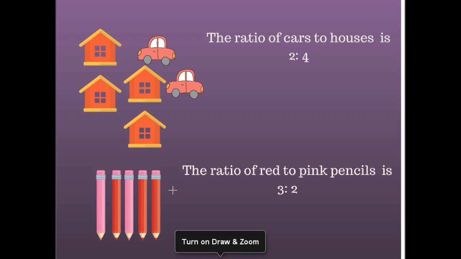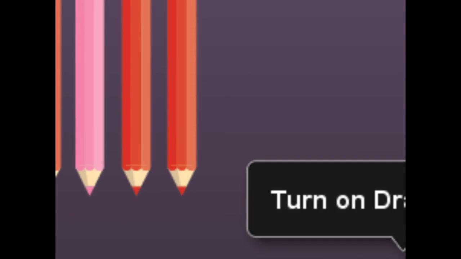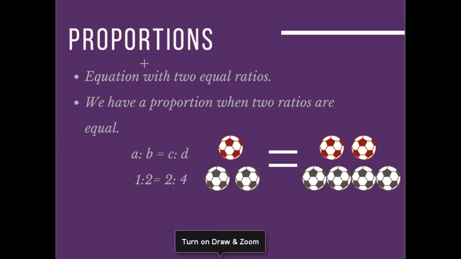So while a fraction tells us the part or portion of a whole, a ratio compares the values of 2 quantities or numbers. So a proportion is an equation with 2 equal ratios. We have a proportion when 2 ratios are equal. So when the ratio A to B equals the ratio C to D, we say we have a proportion. Here is an example. 1 ratio 2 equals 2 ratio 4.